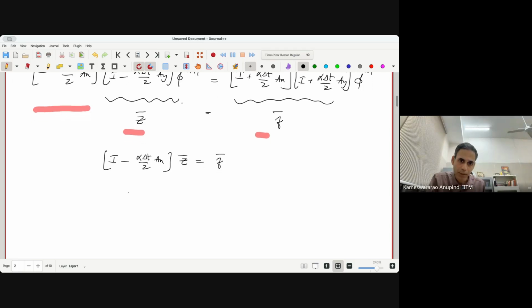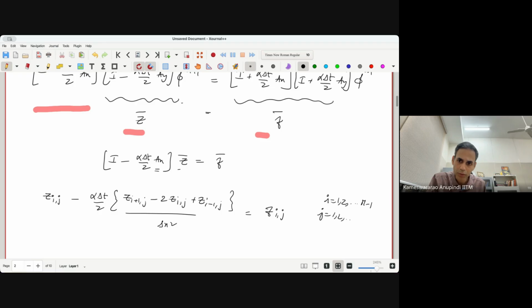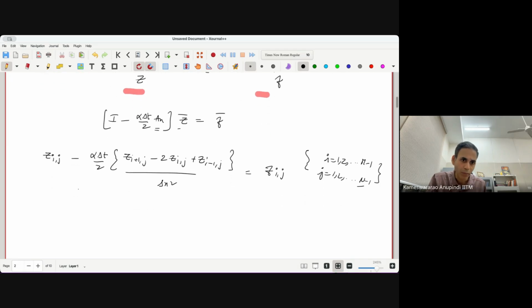So if I were to discretize this, what will be that? Essentially, if I were to write in index notation, this is going to be z ij minus alpha delta t by 2 times, if I apply ax operator on z bar, that is going to be z i plus 1 j minus 2 times z ij plus z i minus 1 j divided by delta x square equals f ij. And then our i goes from 1 all the way to m minus 1. Our j goes from 1 all the way to n minus 1. So that is what we have. Fine. What kind of a system is this?